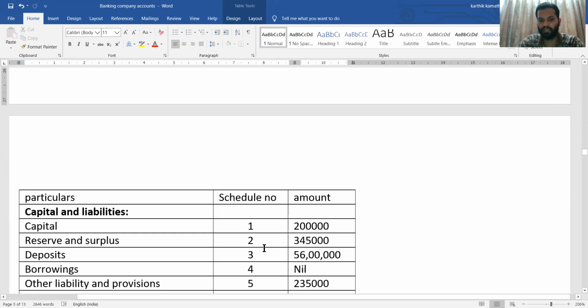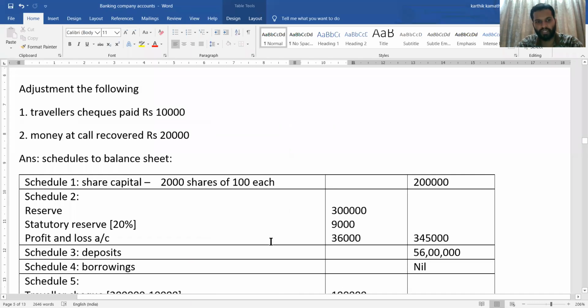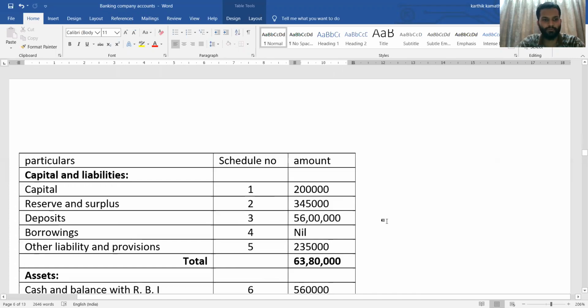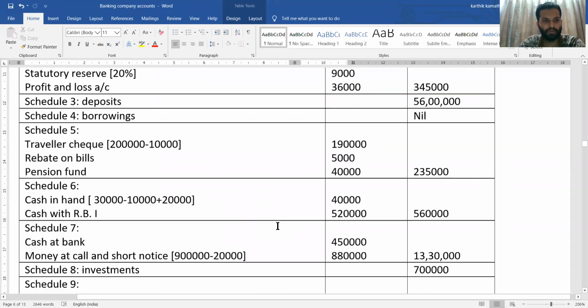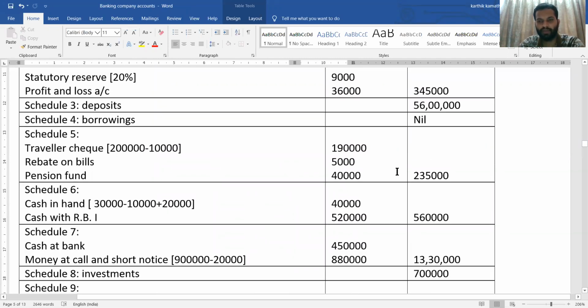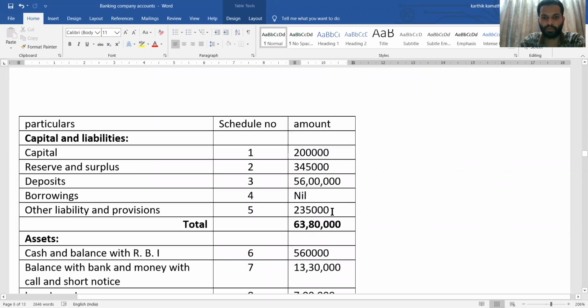Schedule 2, reserves and surplus, 3,45,000. See this total 3,45,000, and you write it like that. You need to do this for each schedule. Deposits, schedule 3, that is 56 lakh directly from the working note. Borrowings, there is no information, schedule number 4 is nil. Other liabilities and provisions, schedule number 5, see this total 2,35,000 we have calculated. That amount we write. Now the total of the balance sheet, on both sides, will be 63,80,000. So we make the total of the liability side, 63,80,000.